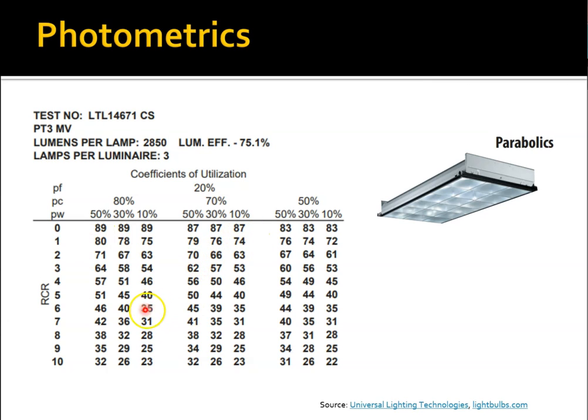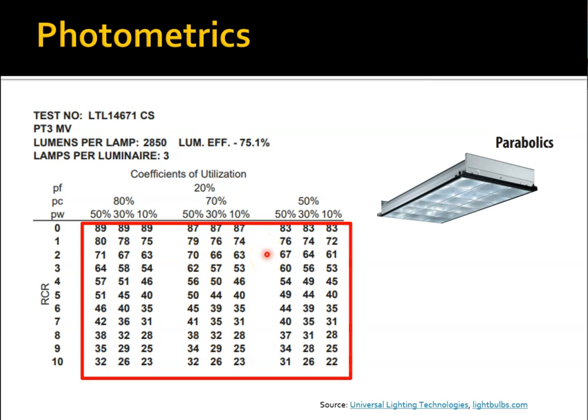And so what do we need? We need this. These are the coefficients of utilization here. So this is a CU table or a photometric table. All of these numbers are CU, and these are actually percentages. So CU is right here, and in order to use it, we need the floor, ceiling, and wall reflectance, which is based on the color, and then we need the room cavity ratio, which is based on length, width, and height. Remember, we need all those things.